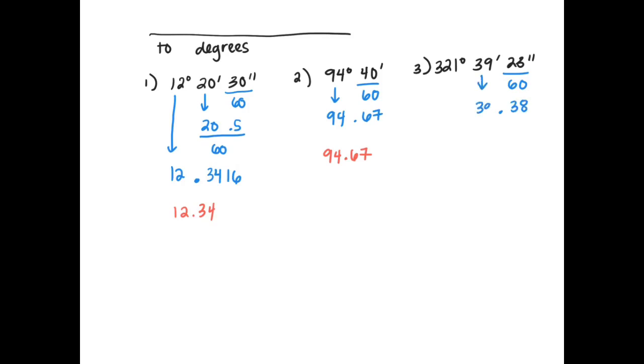Then drop the 39. Then take 39.38 and divide that by 60. This time you're going to get 0.66. Drop down your degree, 321. There's your final answer, 321 degrees, 0.66.